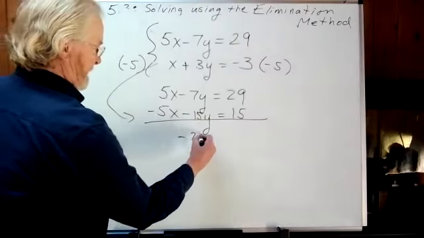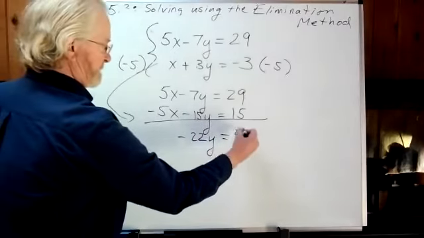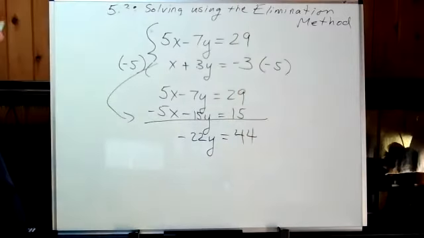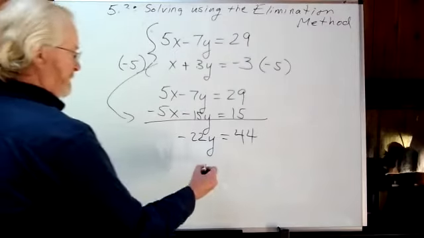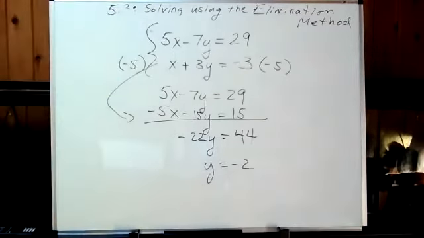Negatives, lots of negatives. Negative 22. But that's positive 44. Divide by the negative 22. Did that make sense?